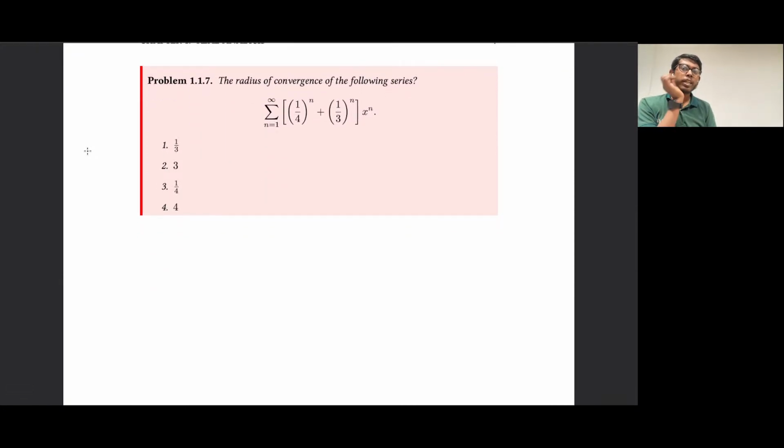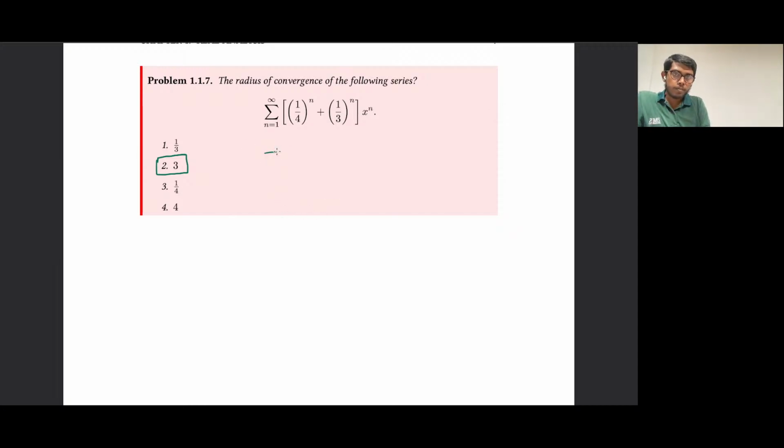What is the radius of convergence of the following series? What is the correct choice? Option 2, right.